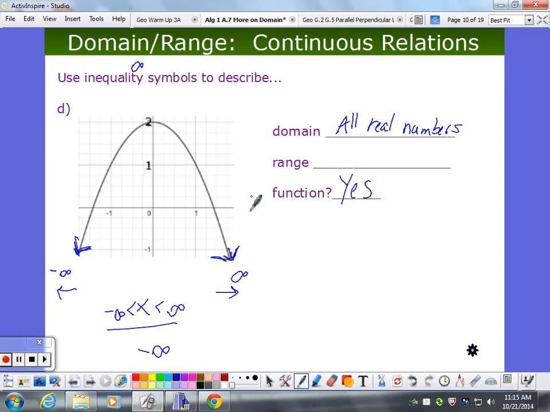Negative infinity. Always less than, there's never a greater than infinity, because we never get there. Y, okay. And then where do I go to? How high can I go? I see stuff, see stuff, see stuff, oh, no stuff. Two. Less than or equal to, which one? Do I need an equal here? Can it be two? Can it be two?